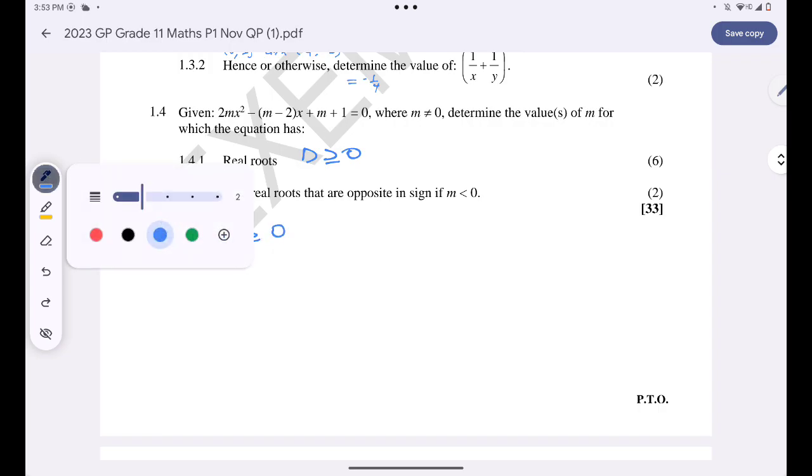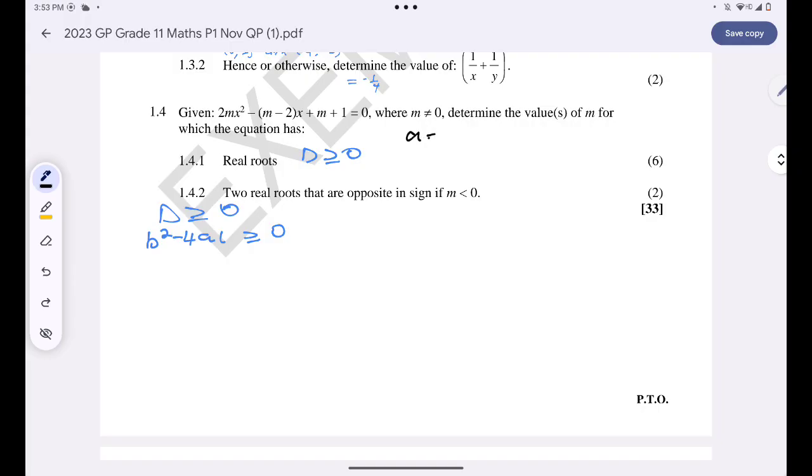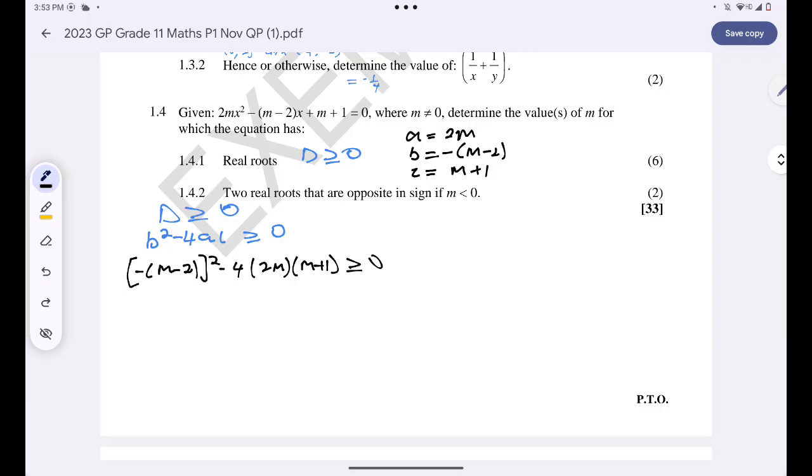The values of a, b and c: the value of a there is 2m. Anything in front of x squared is a, and anything in front of x is b, so we'll simply have negative m minus 2. And then c is anything that does not have x, so m plus 1 represents c. Are you together? All I need to do here is to just substitute. I have b squared, b is equal to m minus 2, all squared, minus 4ac. A is 2m and c is m plus 1. This is greater or equal to 0.